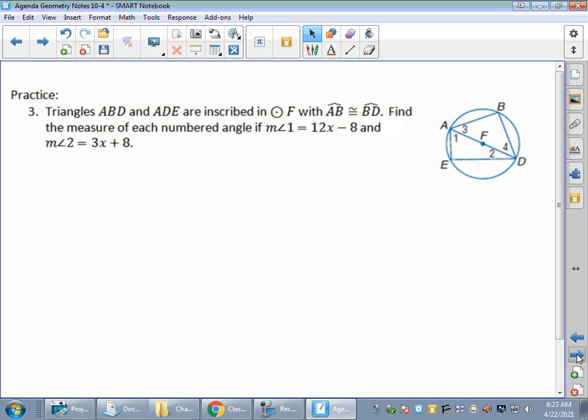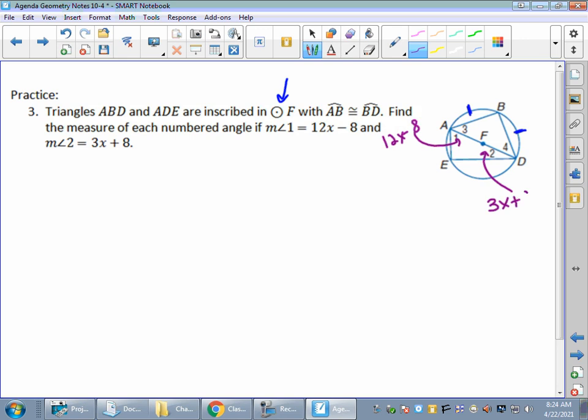It says triangles ABD and ADE are inscribed in circle F, so we know that F is the center. That's actually a really sneaky little clue for you. And it says arc AB is congruent to arc BD. So I'm going to mark these arcs as congruent. I'll mark my single dash on the arcs. I'm allowed to do that, right? Find the measure of each numbered angle if angle 1 is equal to 12x minus 8, and angle 2 is equal to 3x plus 8.